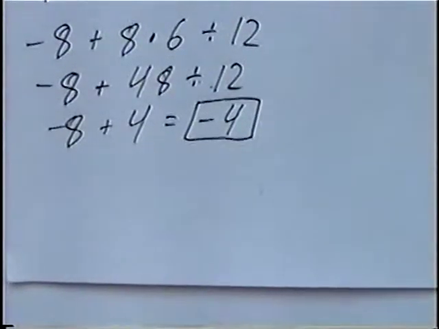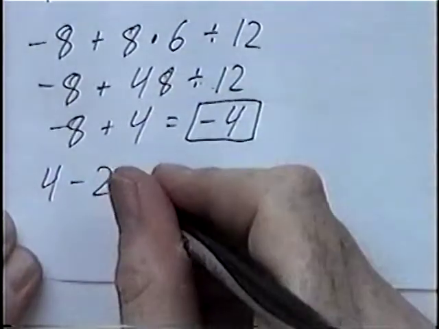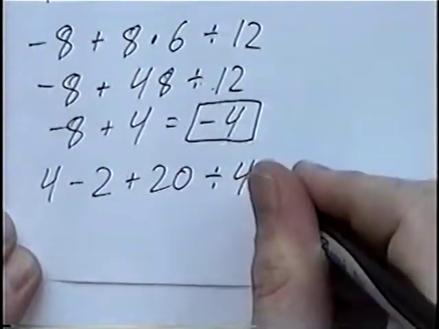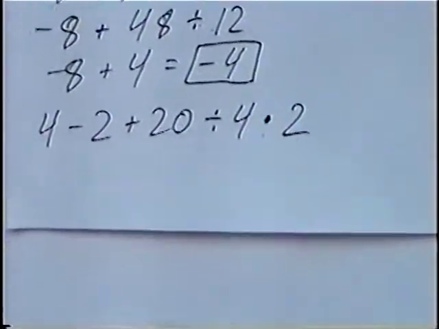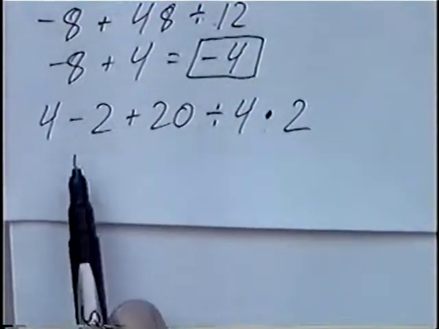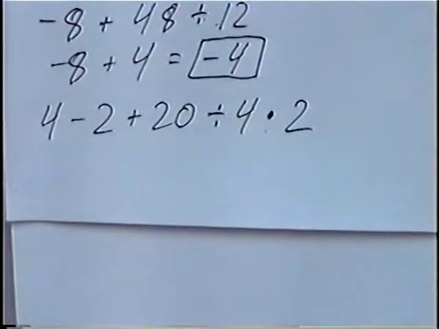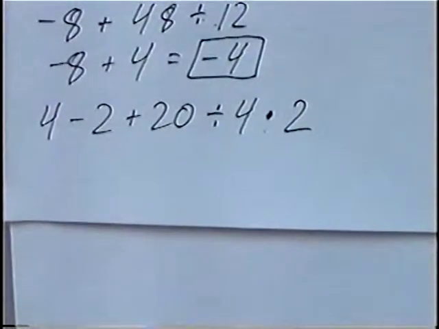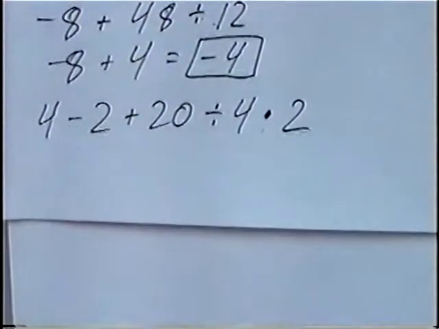And the last question for the section is 4 minus 2 plus 20 divided by 4 times 2. Looking at this question, we have subtraction, addition, division, and multiplication. Going through PEMDAS, there's no parentheses or exponents. After that, we have multiplication and division. In this question, we have both multiplication and division.